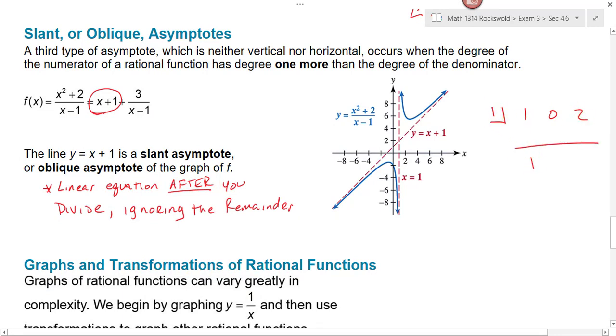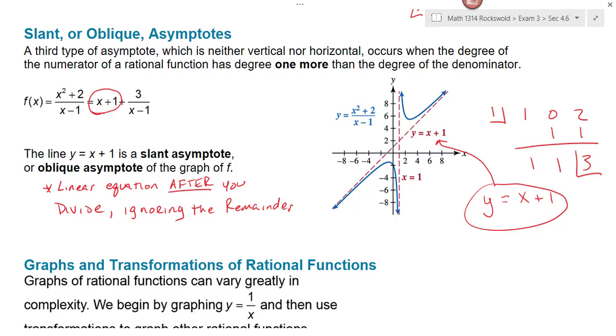I'd drop down the 1. 1 times 1 is 1. 0 plus 1 is 1. 1 times 1 is 1. 2 plus 1 is 3. This number is the remainder, and that gives me 1x plus 1 for my quotient without the remainder, and I would say that that's equal to y, and that's where this slant asymptote came from. It's what you get when you divide without the remainder.